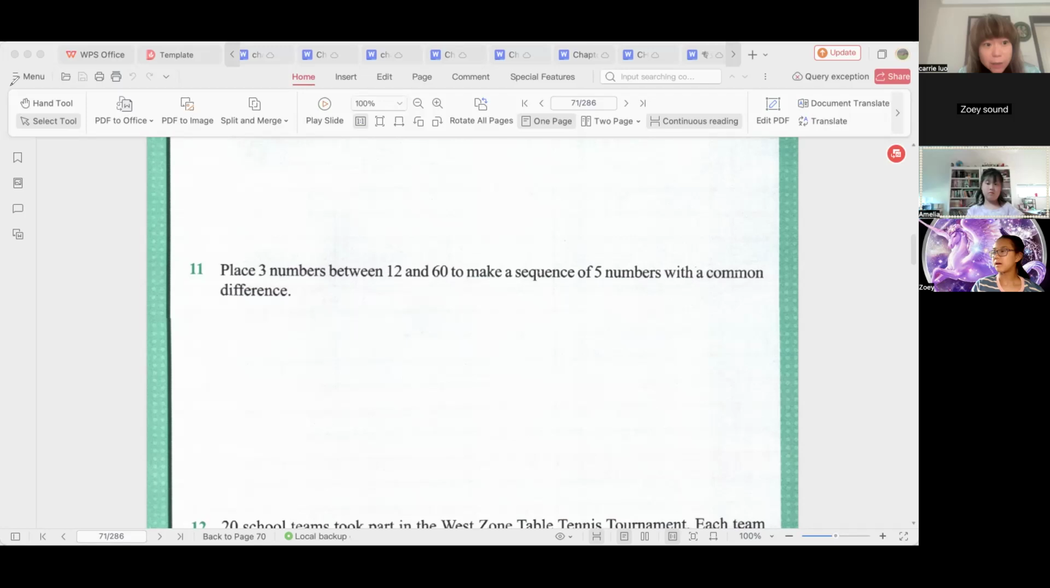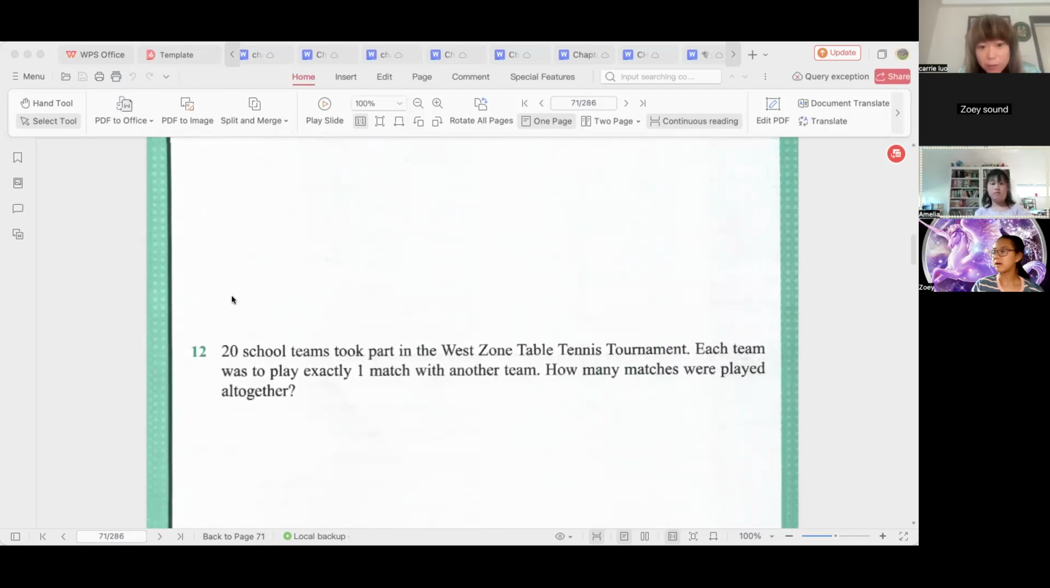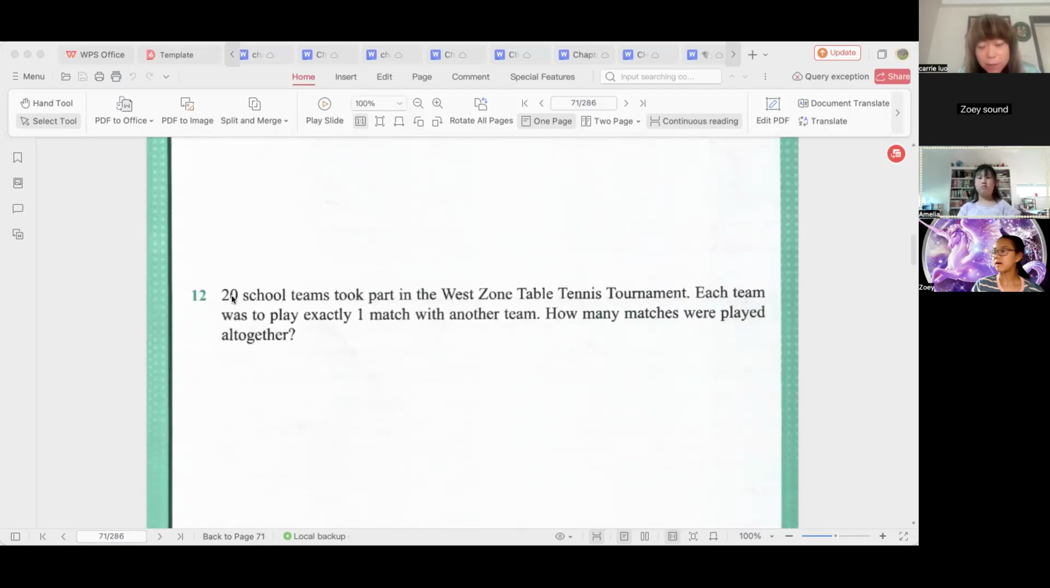Okay, so let's take a look at the last question. 20 school teams took part in the Western Table Tennis Tournament. Each team was to play exactly 1 match with another team. How many matches were played altogether?